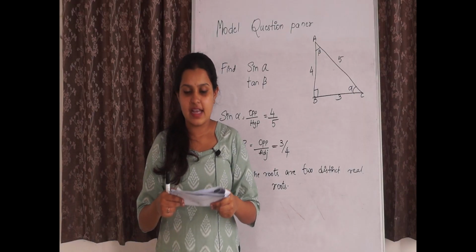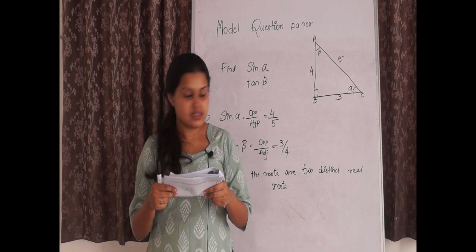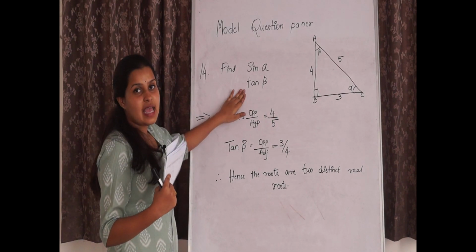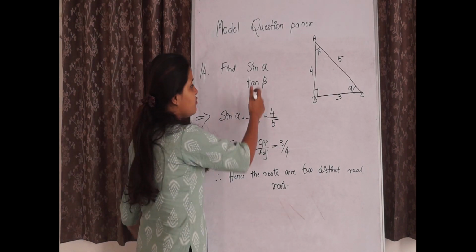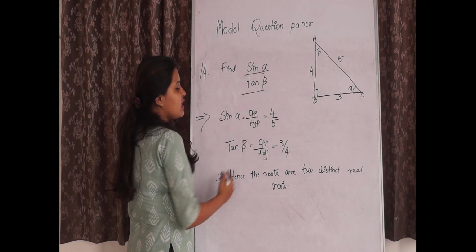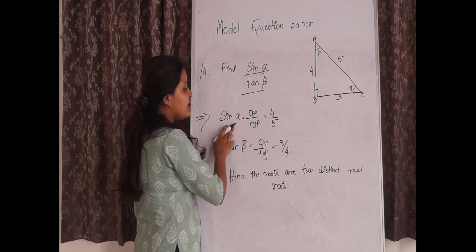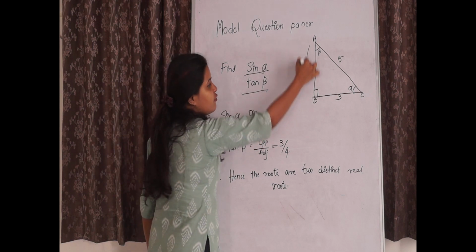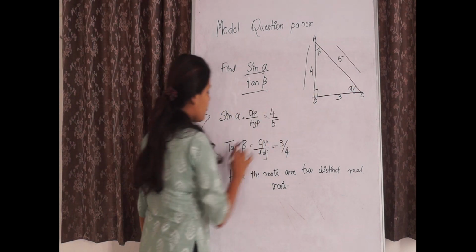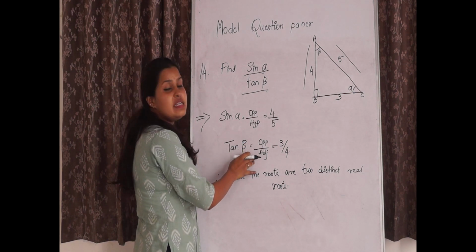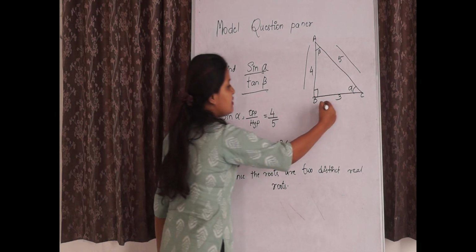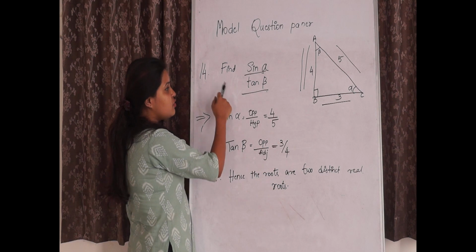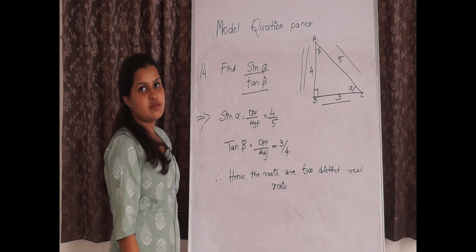In the given figure, triangle ABC is a right angled triangle. Find the value of the following: sin alpha and tan beta. So let's find the values for sin alpha and tan beta. In the figure as shown, sin alpha will be opposite divided by hypotenuse, that is 4 by 5. Tan beta will be opposite divided by adjacent, 3 divided by 4. Hence the roots are two different distinct real roots.